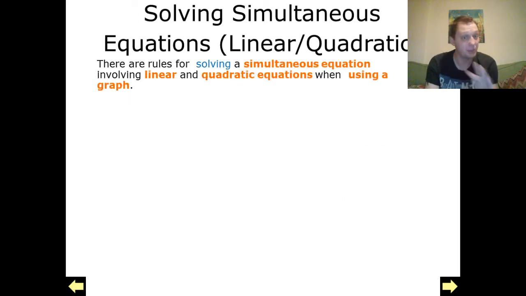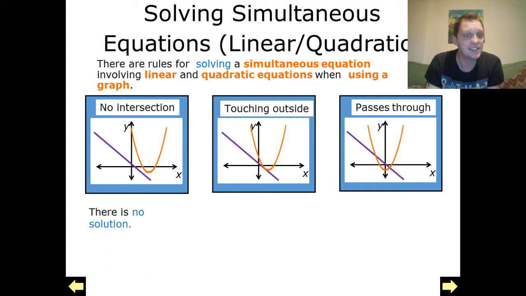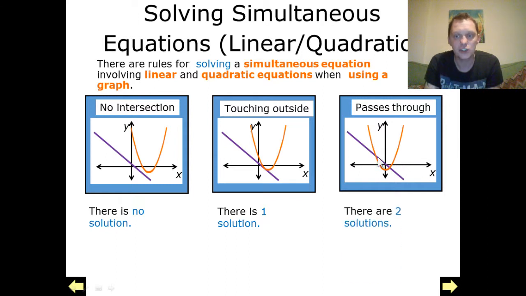So a couple of things that we need to just bear in mind when we are using graphs. If there's no intersection, so they don't touch, don't cross whatsoever, there is no solutions. If they touch in one place, there is just one solution. And if they intersect or cross each other, there are two solutions at the 2 points that they cross.